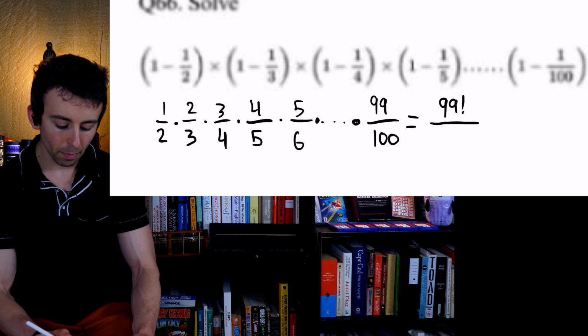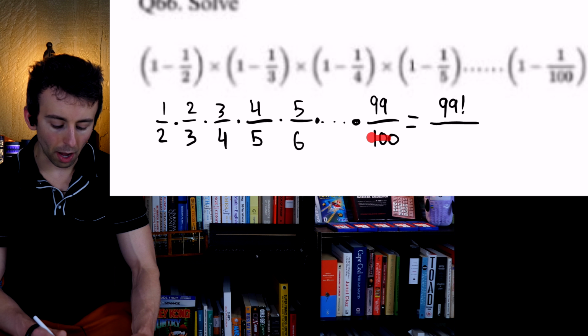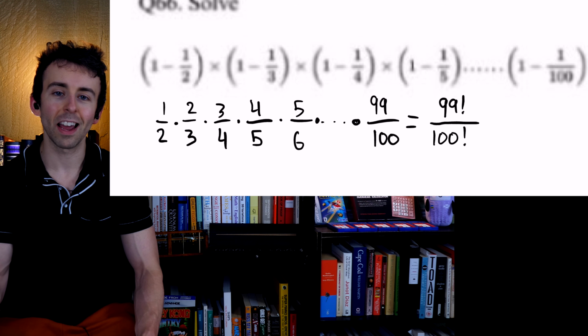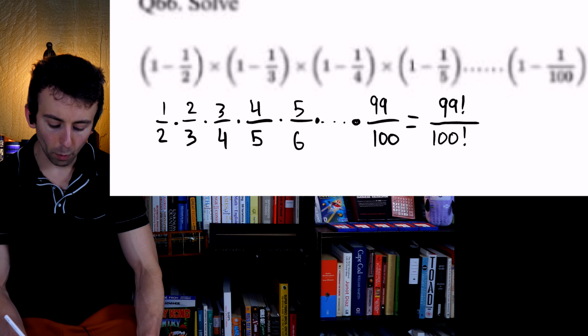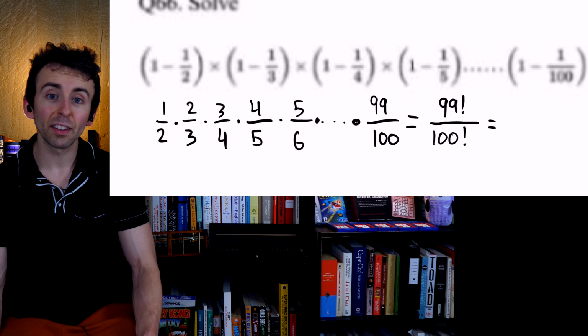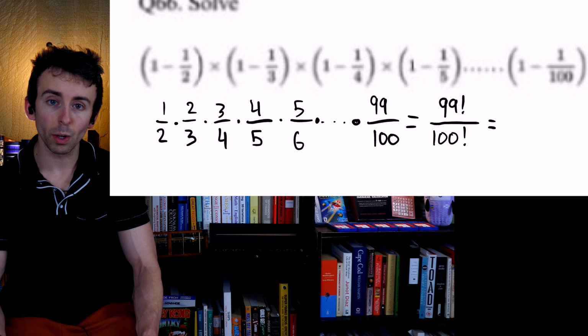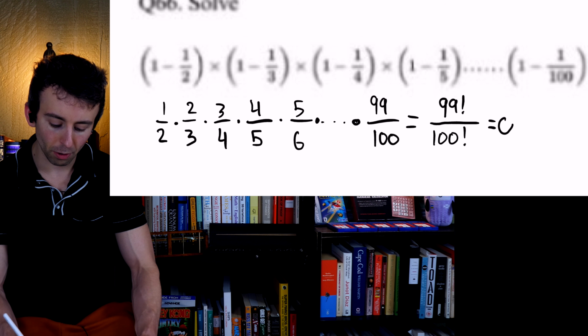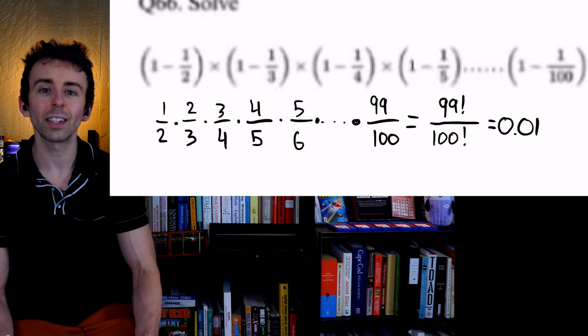And in the denominator is 100 times all those positive integers less than it down to 2. That's 100 factorial. Of course, the multiplication by 1, we don't see it there, but it doesn't matter. 99 factorial over 100 factorial, everything cancels out except that final factor of 100 in the denominator. So final answer is 1/100th, or 0.01.